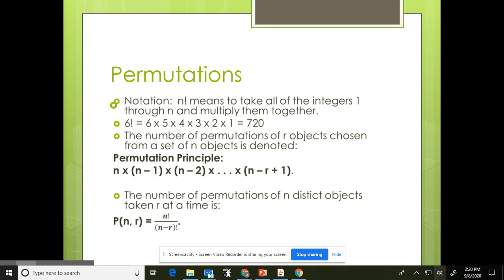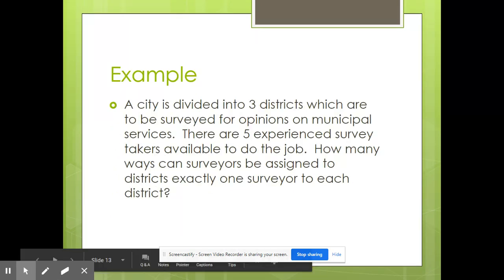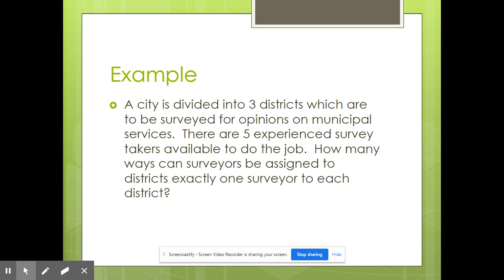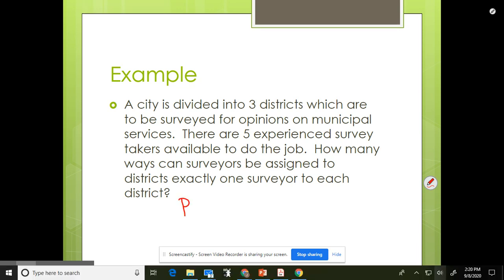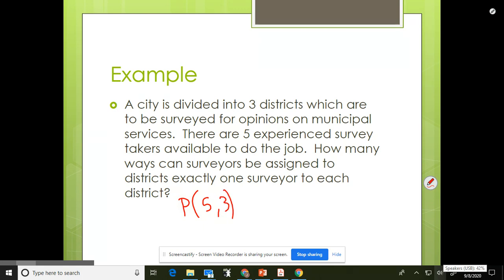So anyway, do a couple examples here. So we got a city divided in 3 districts. They're surveyed for opinions on municipal services. There's 5 experienced survey takers available. How many ways can the surveyors be assigned to districts if there's exactly one per district? So I've got 3 districts, 5 people. So I have 5, 3, meaning 5 times 4 times 3.